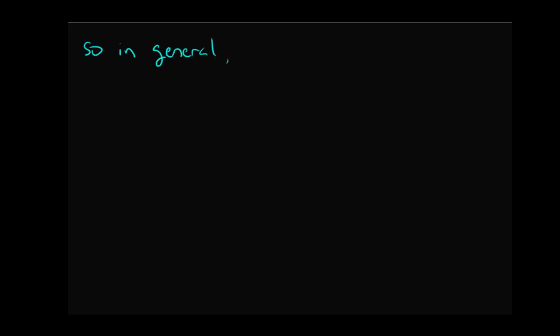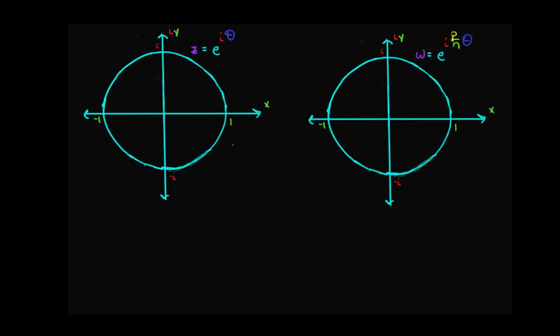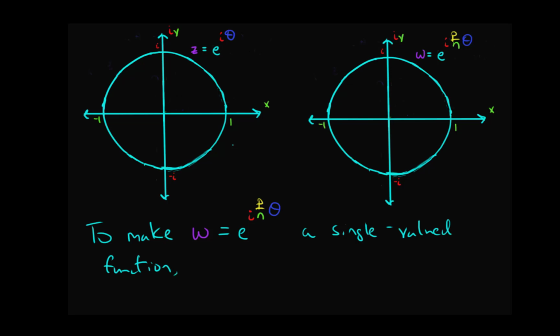Which is this. In general, complex functions of the type w equals z to the p over n, where p over n is a reduced fraction, will have n branches. The number of branches is completely determined by what we have in the denominator of the rational exponent. So the fact that this class of complex functions are multivalued can really be a problem for us. It's difficult to do differentiation or integration on a function if the function can equal more than one thing for any given value in our domain.